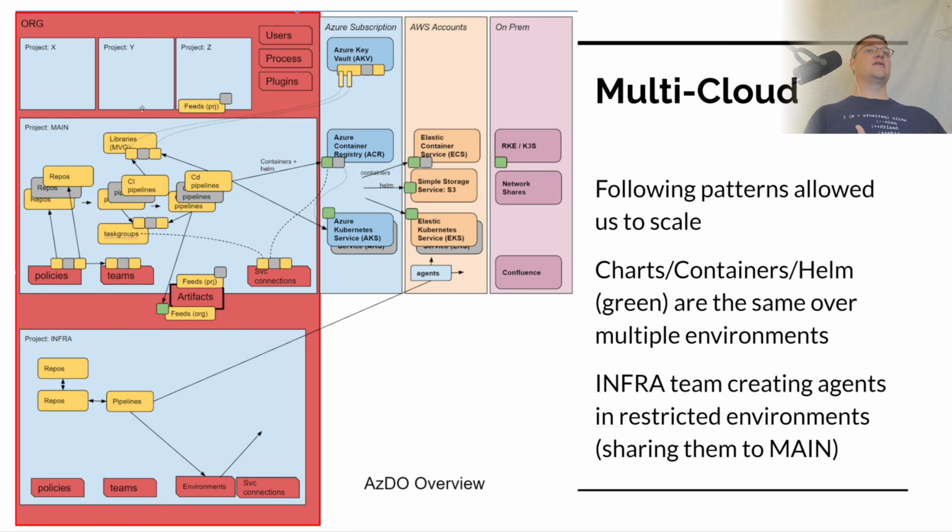Our multi-cloud pattern was very similar. This just let us scale. And what we're seeing here is more how these things got reused. These task groups and templates got reused many times. What I wanted to show you with the green dots, since it's a big picture, is that this is our charts, containers, and Helm.